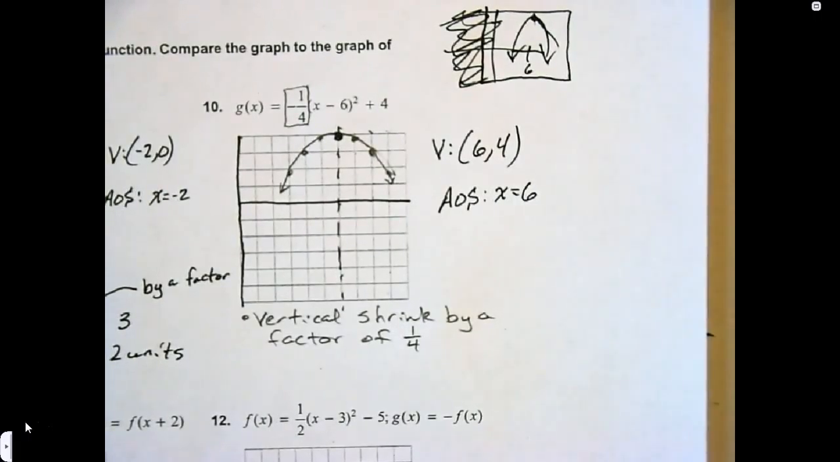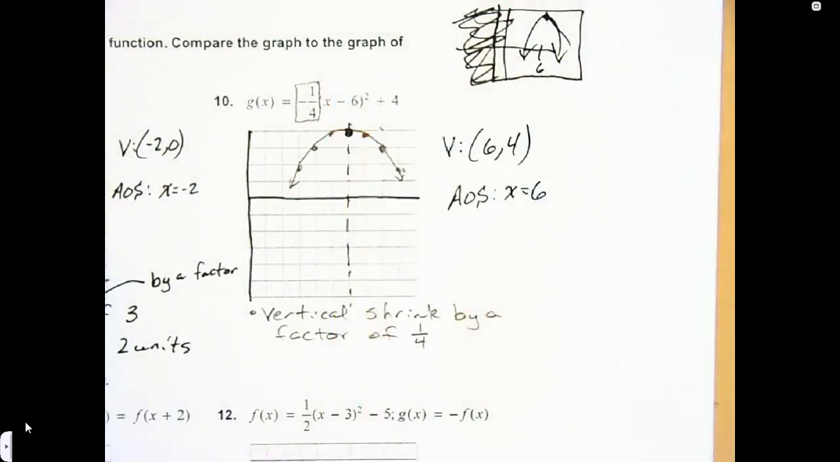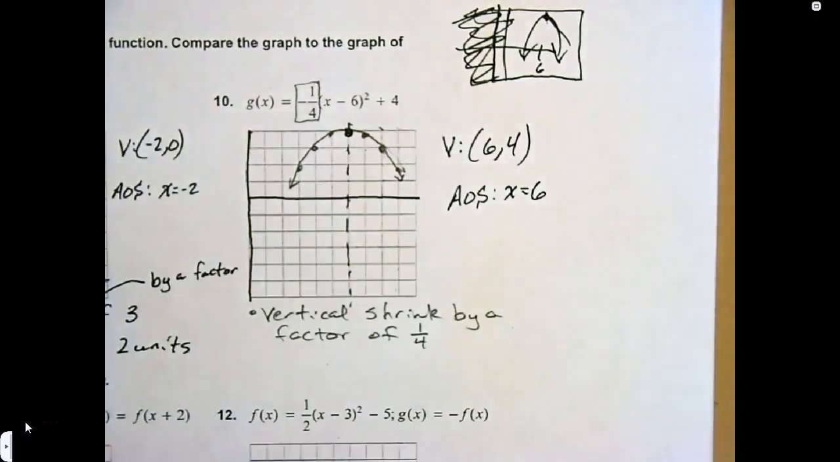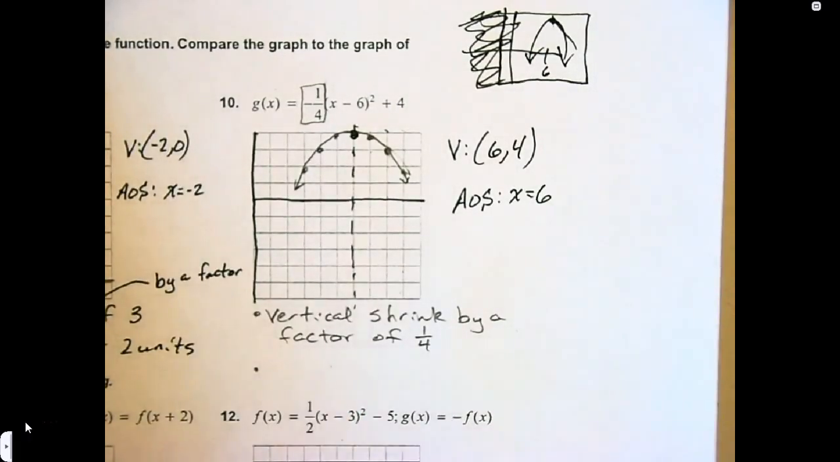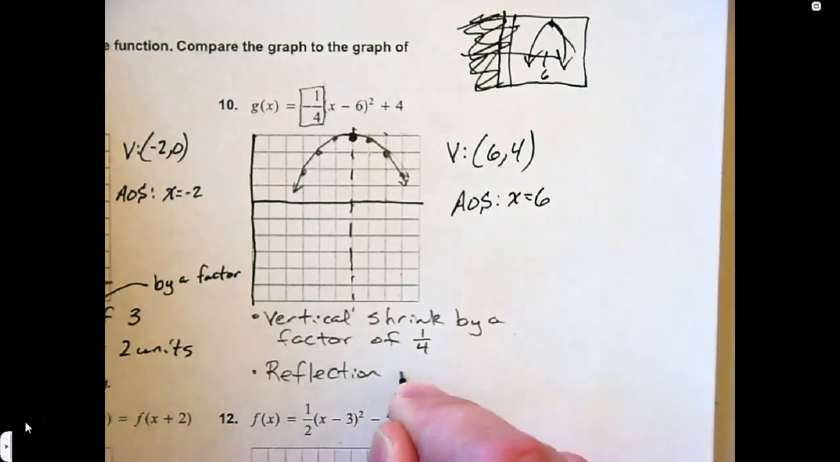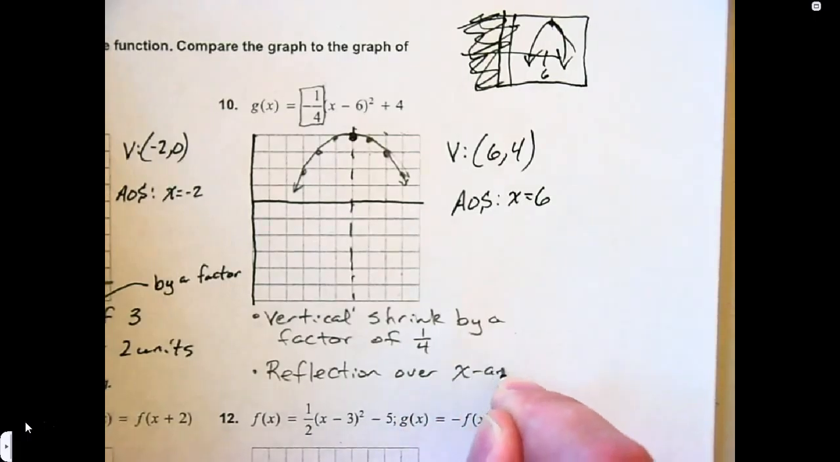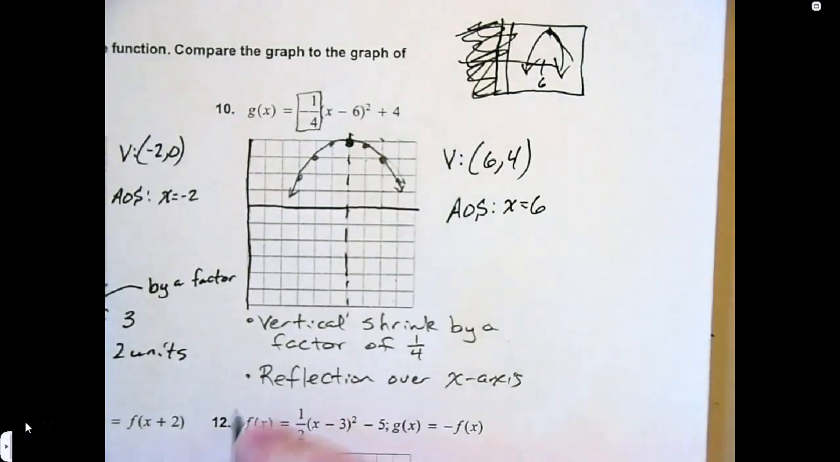What else do we have? Number 18. How else does it differ? Who's number 18? Uh-oh, no 18. Number 19. It's just a random number table. I'm just using random numbers here. Aaron, is that you? Okay, so what else is it doing? Reflection over the x-axis. Okay. What made it reflect over the x-axis? The negative did. Yep. There's one other.